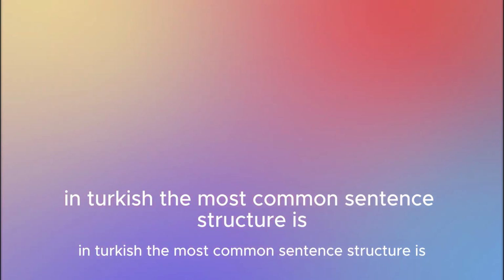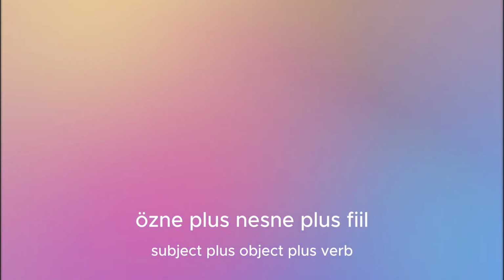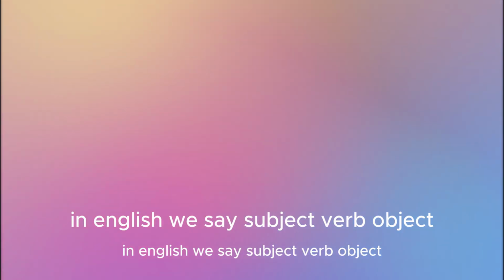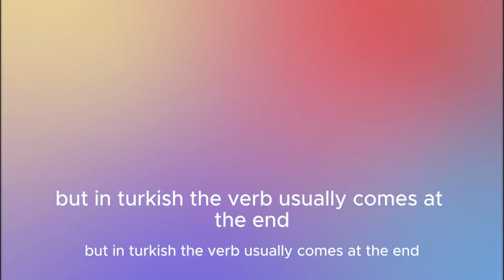Let's begin. In Turkish, the most common sentence structure is özne plus nesne plus fiil, which in English means subject plus object plus verb. This is different from English. In English, we say subject, verb, object. But in Turkish, the verb usually comes at the end.